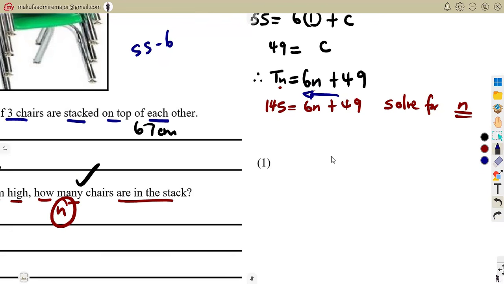We can simply take the 49 there. It's going to be 145 minus 49, which is 96, is equal to 6n. Simply divide by 6 on both sides. So n is equal to 16.